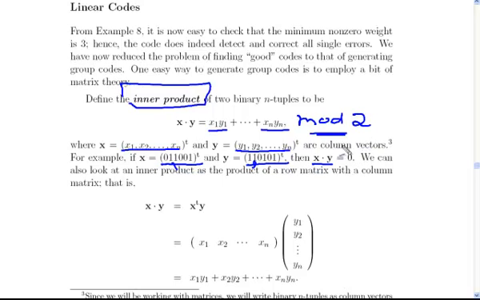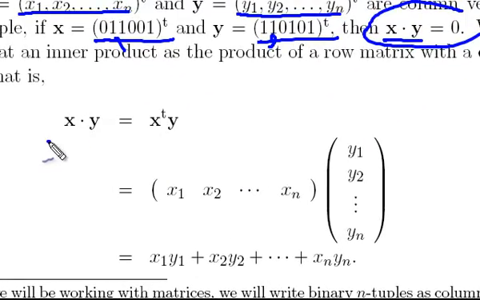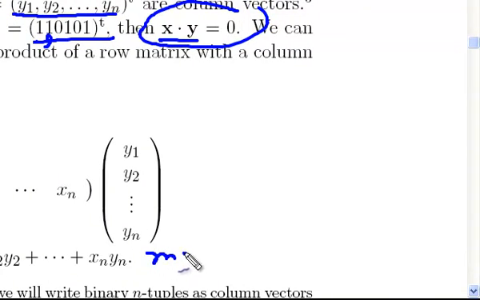Okay, so in this particular case, we have x dot y equals 0. Another way you can look at this is to think of x dot y as the product of the row vector with a column vector, and here we're adding mod 2.